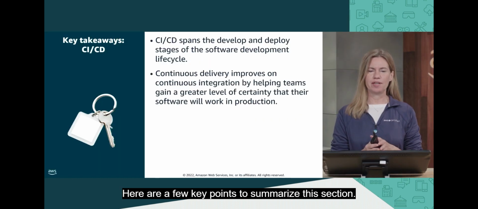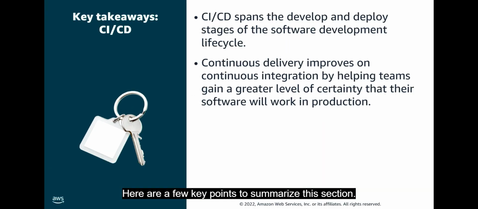Here are a few key points to summarize this section. CI/CD spans the develop and deploy stages of the software development lifecycle. Continuous delivery improves on continuous integration by helping teams gain a greater level of certainty that their software will work in production.